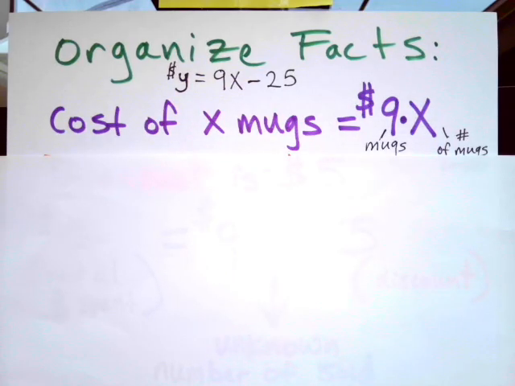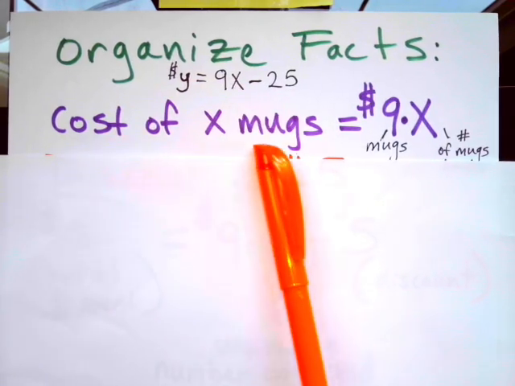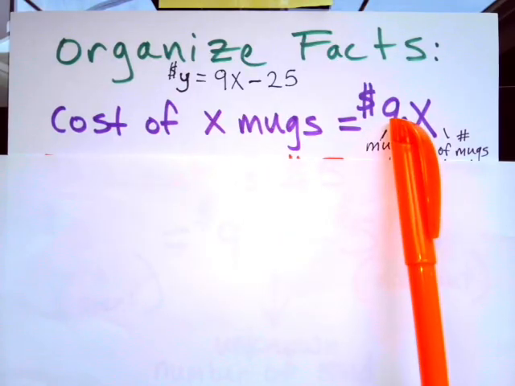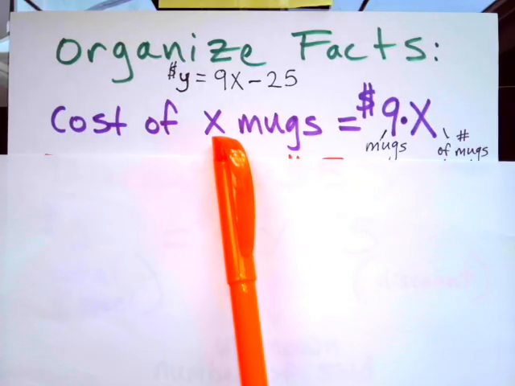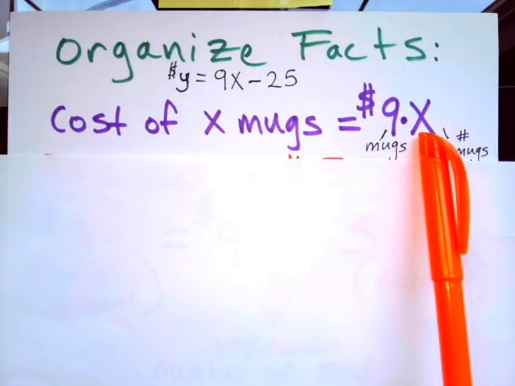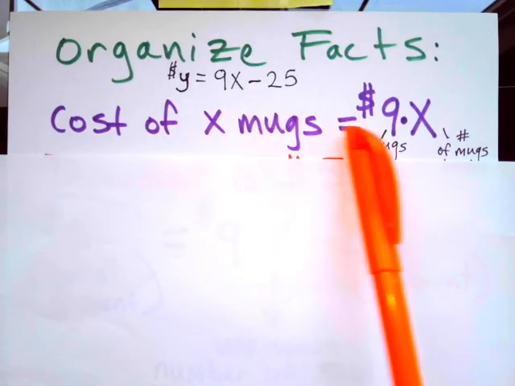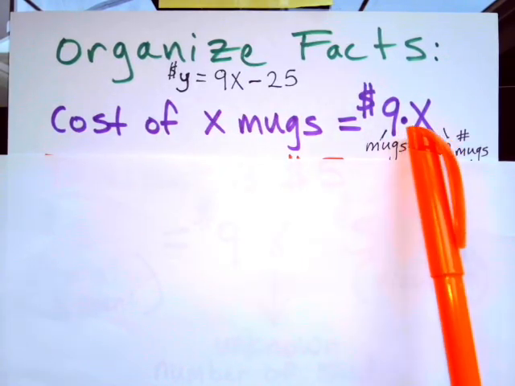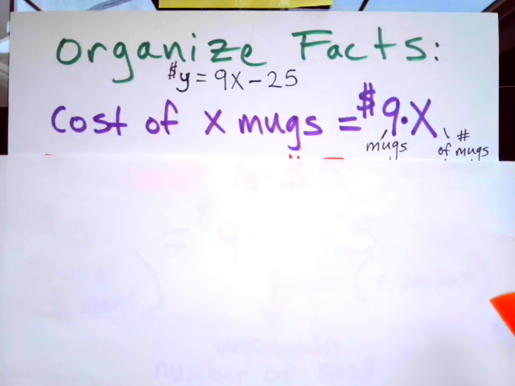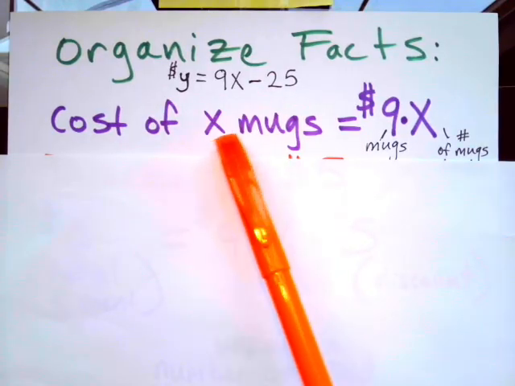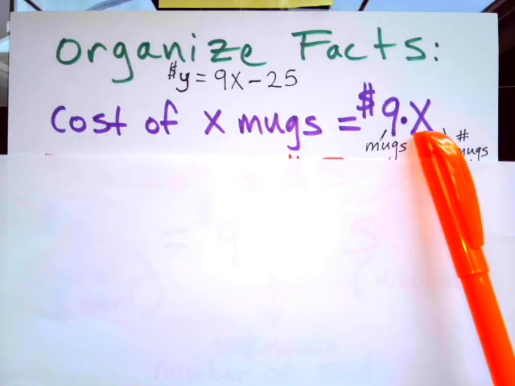So let's take a look again at the cost of mugs. The cost of x number of mugs equals 9 times x. x is a variable. It represents a real number. We just don't know what it is. So if there are 20 mugs, x would represent 20. 9 times 20 is $180. If a person bought 3 mugs, we'd substitute 3 for x. 9 times 3 would be $27.